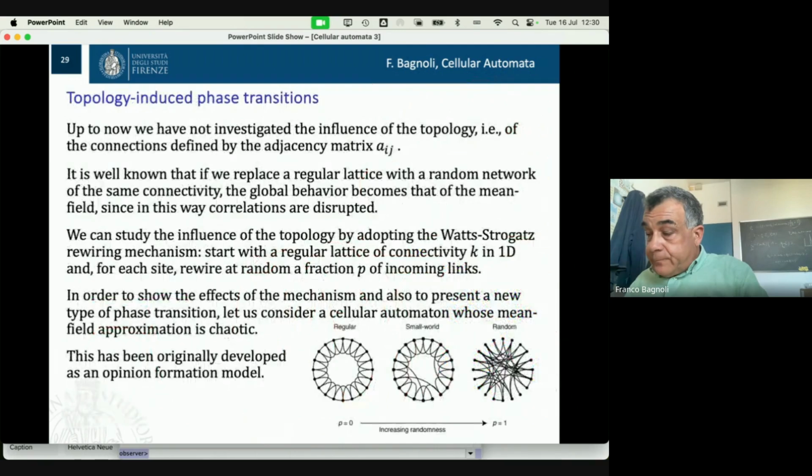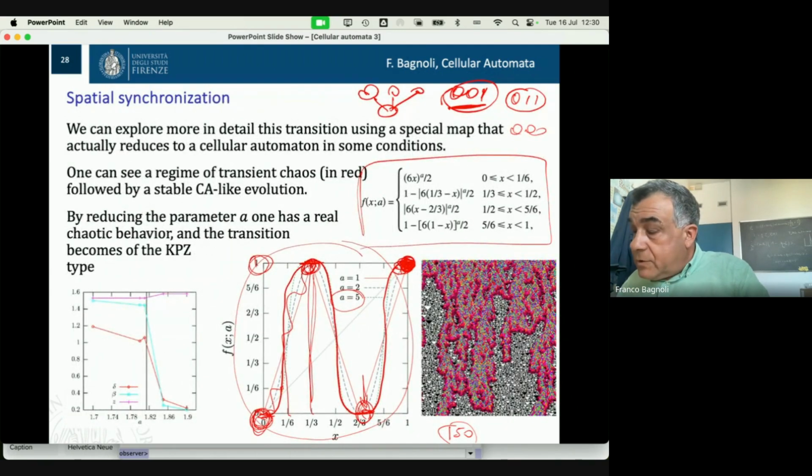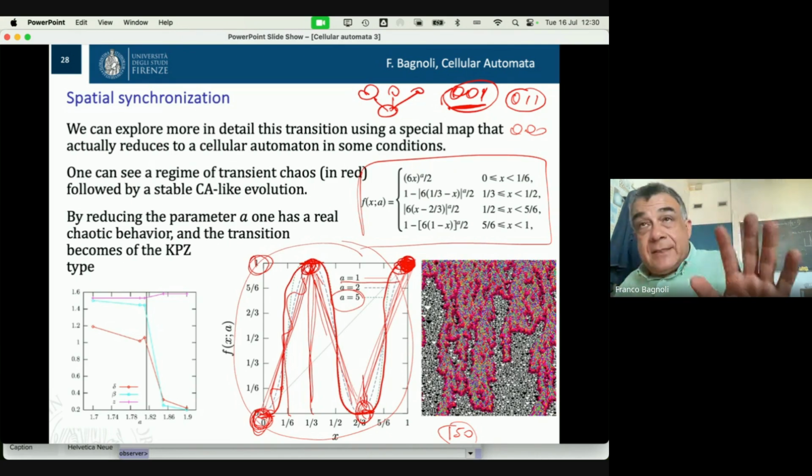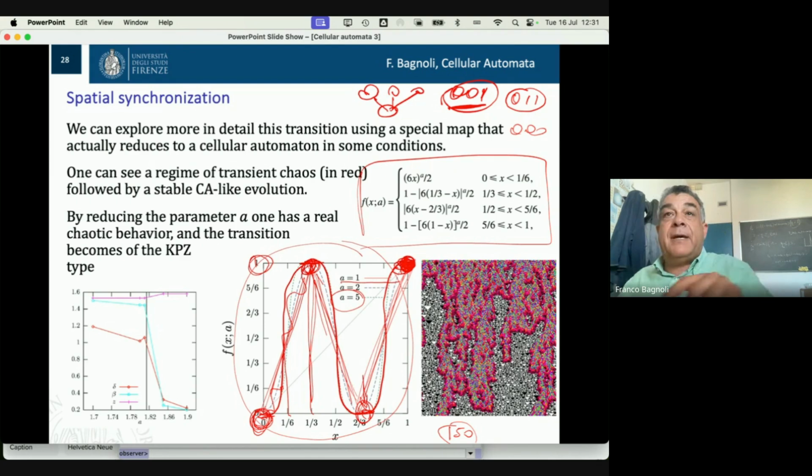And what is interesting, and I almost finished, is that if now you study how the synchronization behaves, in other words, if A is equal to 1, it becomes like a tent map and becomes truly chaotic. Still, the synchronized state can be reached if you pinch enough, but it is a case of strong chaos.